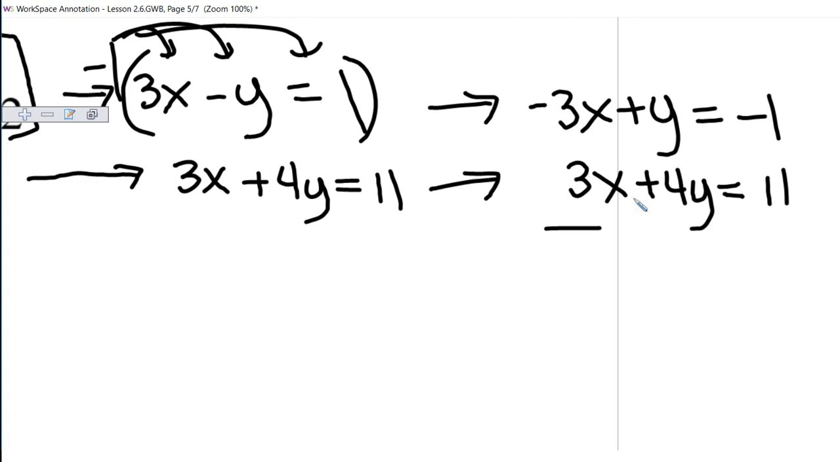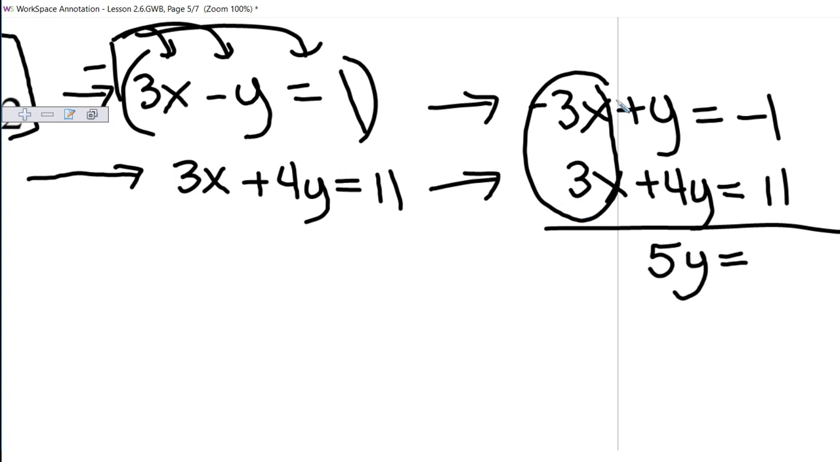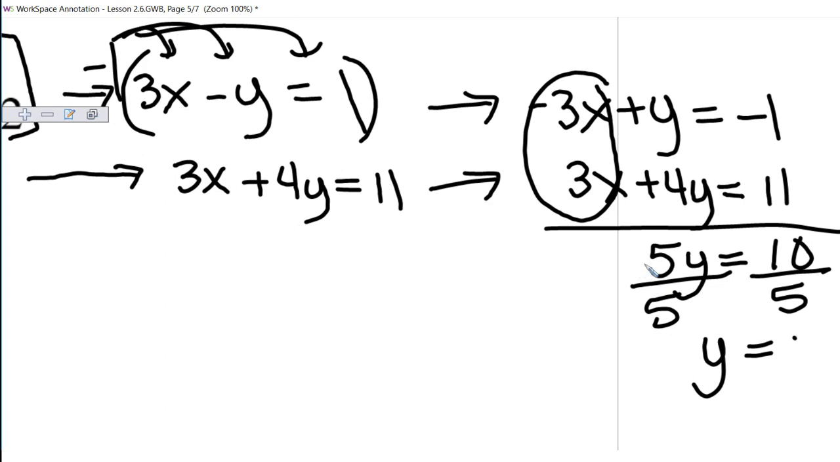Now do you see a zero pair? Yes. Negative 3x, positive 3x is a zero pair. Combine your y's. 1y plus 4y is 5y. And negative 1 plus 11 is 10. Divide both sides by 5. And we get what? y equals 2.